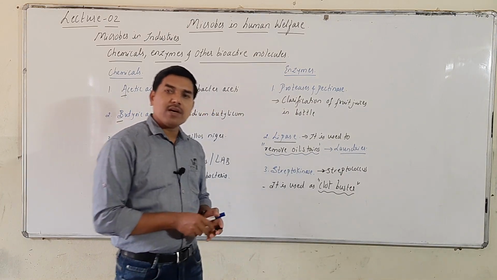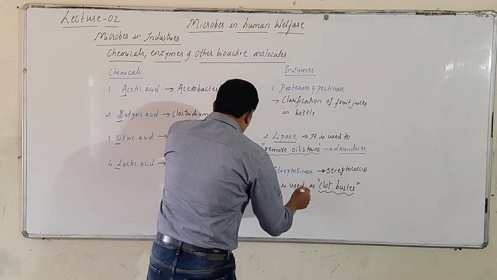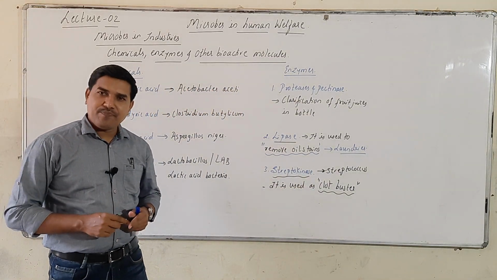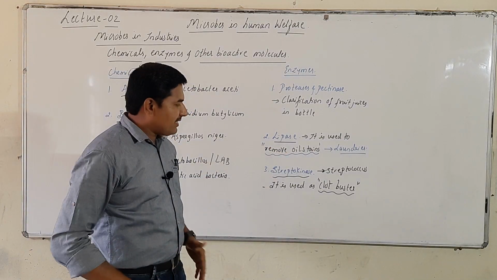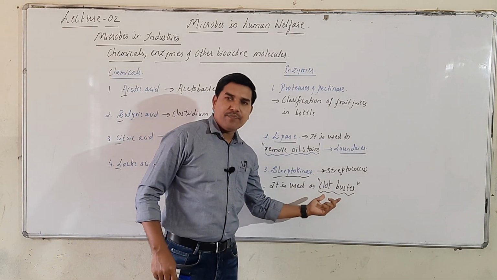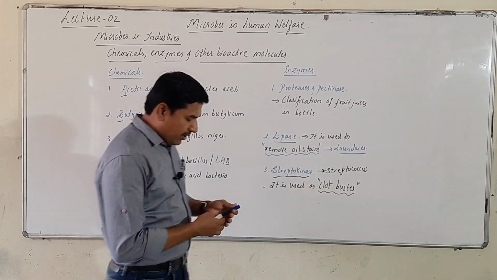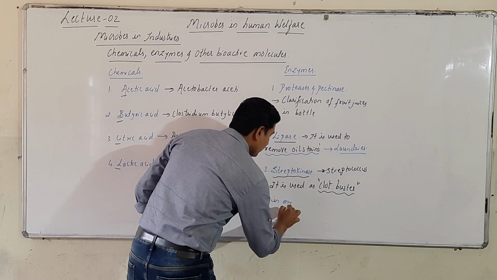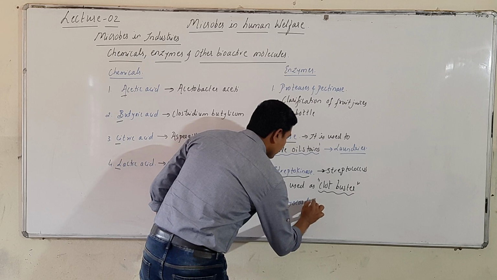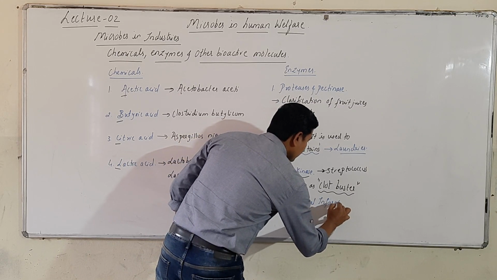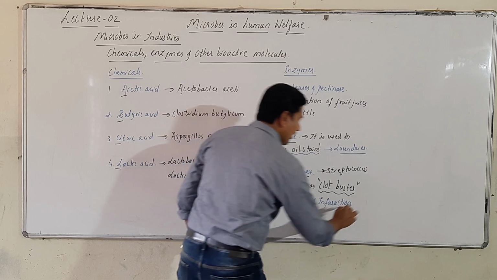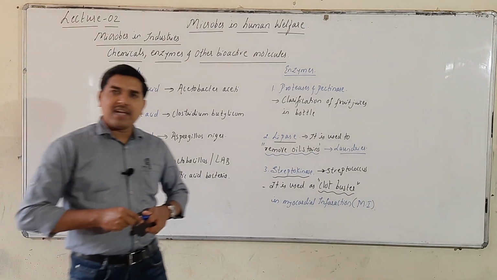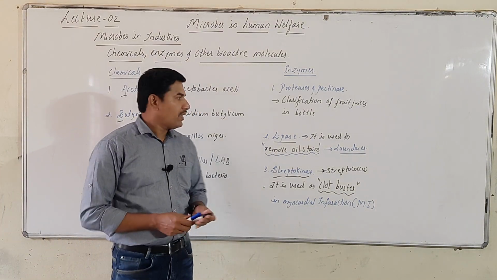Which enzyme is used as a clot buster? Remember, it is the streptokinase enzyme. The streptokinase is an enzyme that is used as a clot buster. What is this clot buster? It is used in MI patients, in myocardial infarction. It is a zoological medical term where we commonly call it as heart attack.